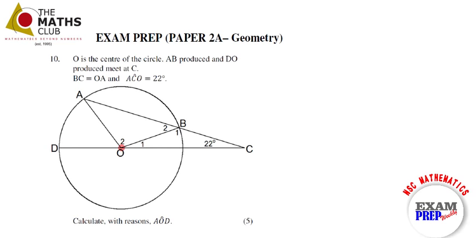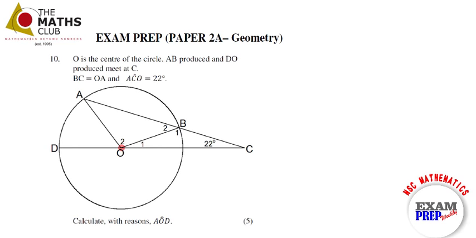Then when I go on to AB produced, I understand that it means that AB produced goes to C as a straight line. So it's ABC, as well as DO produced. It means DOC is a straight line. And this is important. You're going to see it as we discuss more problems on geometry, to understand that the extension of a line means that the line is therefore a straight line. BC is equal to OA.